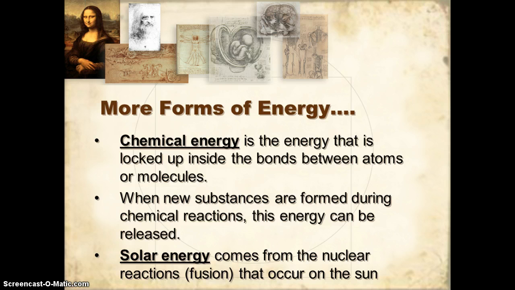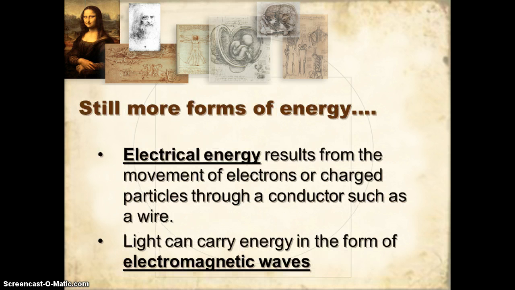Chemical energy is energy that is locked up inside the bonds between atoms and molecules. So when you eat your food and digest it, you get chemical energy from breaking the bonds. When new substances are formed during chemical reactions, this energy can be released. Solar energy comes from the nuclear reactions, fusion, that occur on the sun.